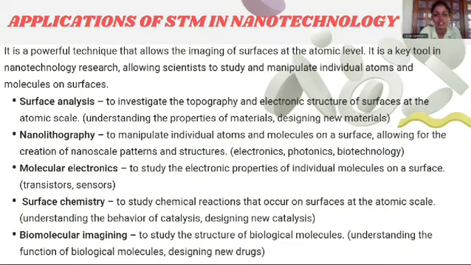Molecular electronics is used to study the electronic properties of individual molecules on a surface, such as transistors and sensors. Surface chemistry is used to study chemical reactions that occur on surfaces at the atomic scale, for understanding the behavior of catalysts and designing new catalysts. The final one is biomolecular imaging, used to study the structure of biomolecules, for understanding the function of biological molecules and designing new drugs.